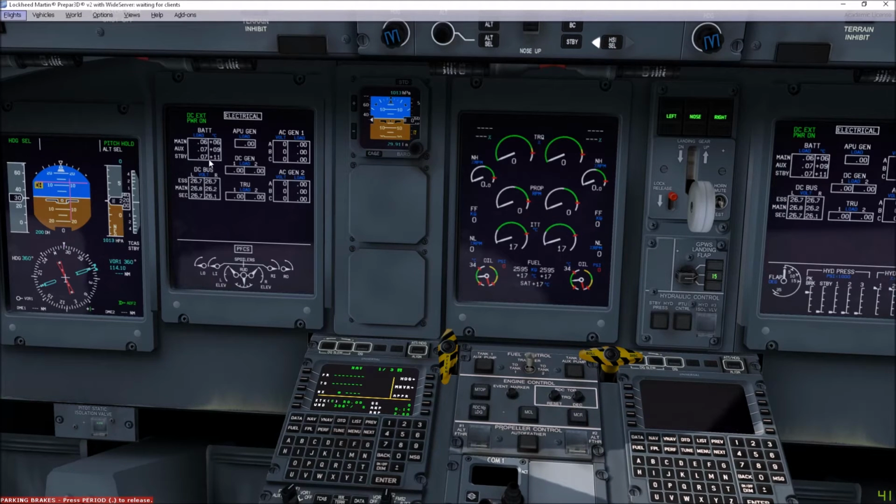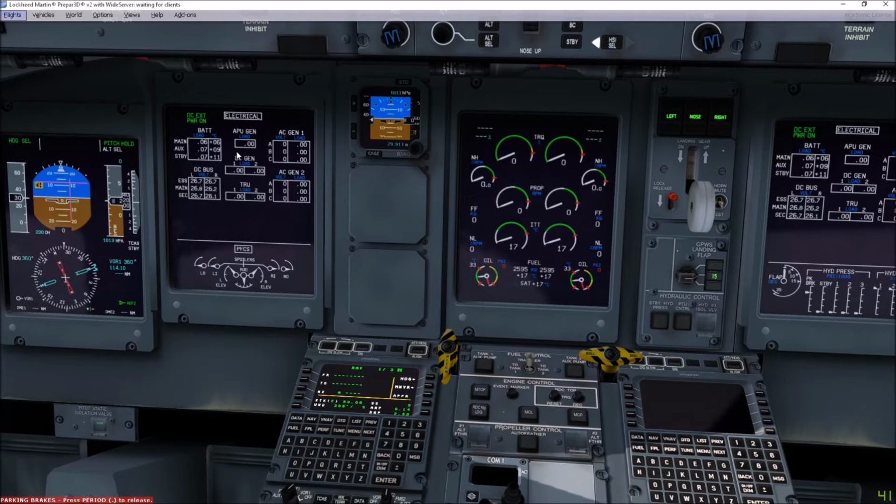For safe operation, it has to be made sure that battery temperatures are above -20 degrees Celsius. We have 3 batteries on board, and the loads for each battery, main, auxiliary and standby, are shown, as well as the temperatures for each battery. Below that we have the indications for the voltages for the essential, main and secondary DC bus bars.